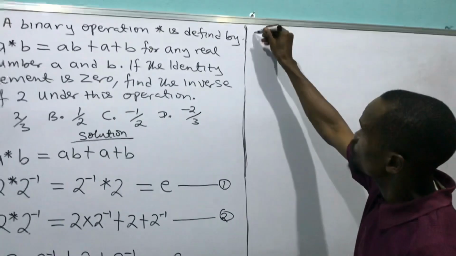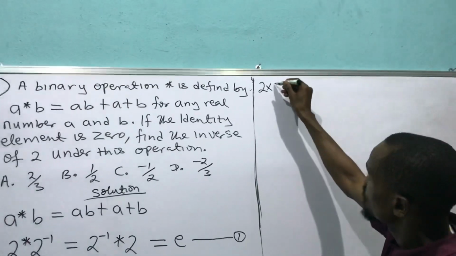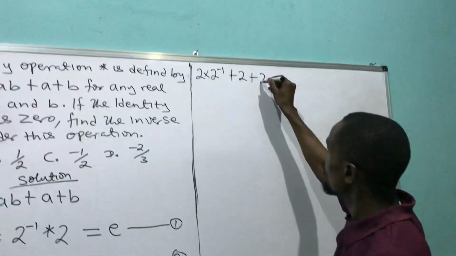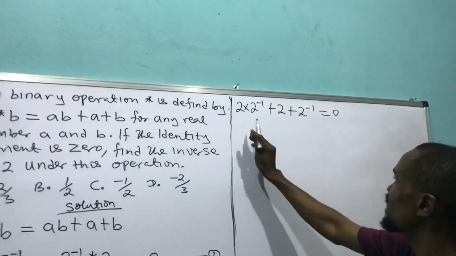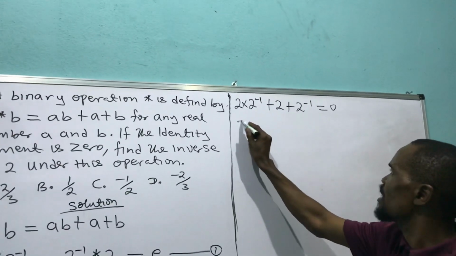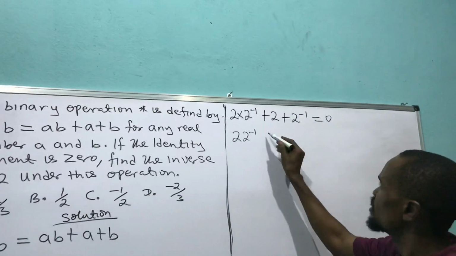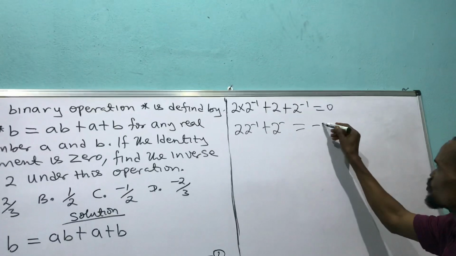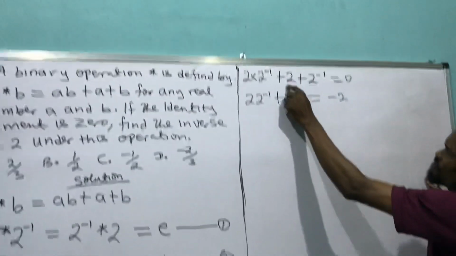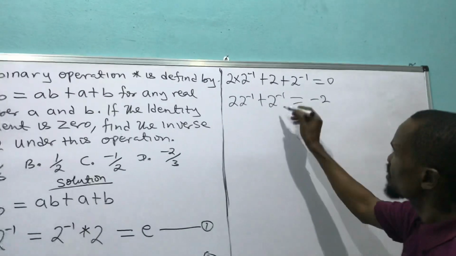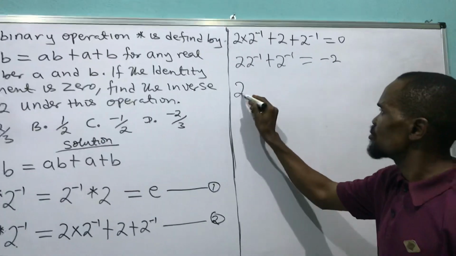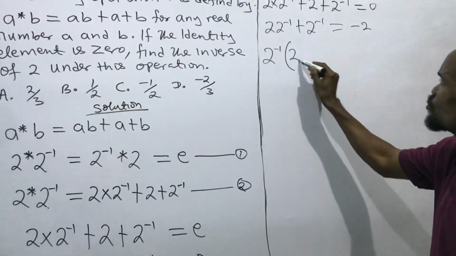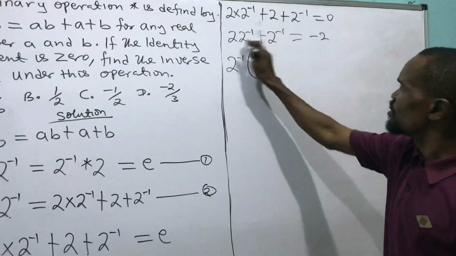So 2 times 2 inverse plus 2 plus 2 inverse is equal to 0. Collecting like terms, the 2 does not contain inverse. I will now have 2 inverse plus 2 inverse is equal to, taking this over here, minus 2. Look at this, it's alone. It doesn't contain inverse. I'm looking for inverse, and inverse is common here. I can bring it out: 2 raised to power minus 1, which is the inverse, into what will remain when I remove it. I have 2. Then what will remain here when I remove this? It will be 1.